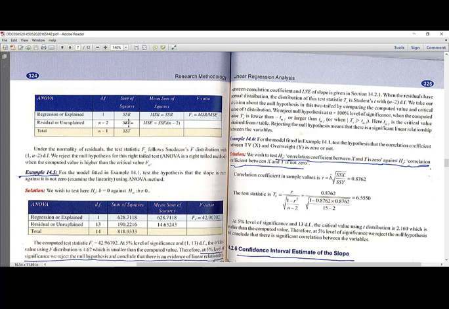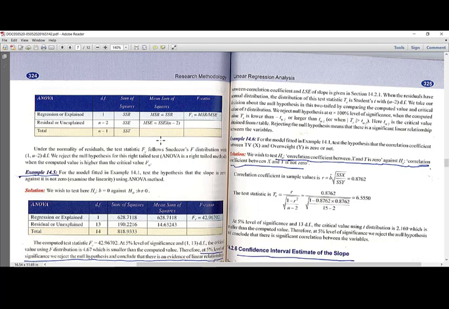Now the mean sum of squares: MSR is SSR by degrees of freedom. Here the degrees of freedom is 1 only, so SSR by 1 is equal to SSR. Coming to the other mean sum of squares, MSE is equal to SSE by the degrees of freedom n minus 2. And then what is the F ratio? The F ratio is calculated as MSR by MSE.